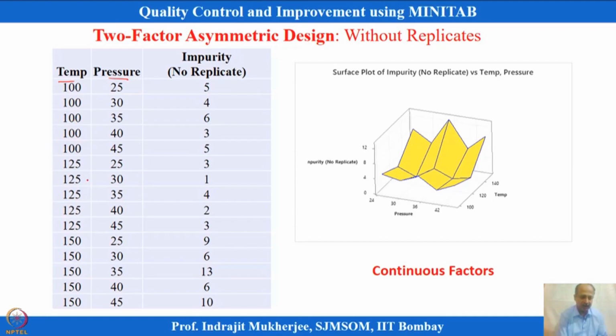Temperature is at 3 levels over here, and pressure is at 5 levels over here. So, it is an asymmetric design: one is at 5 levels, one is at 3 levels, 5 into 3, so there are 15 experimental trials in total. The total number of trials is 15 over here, and there is no replication given in this design.